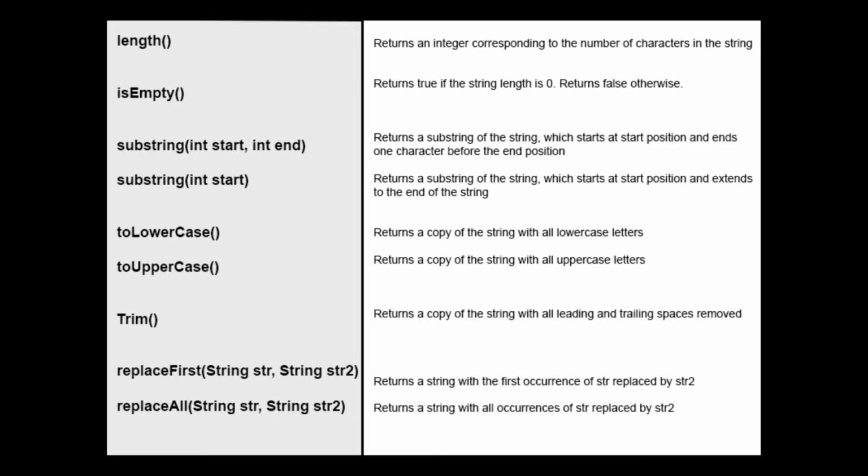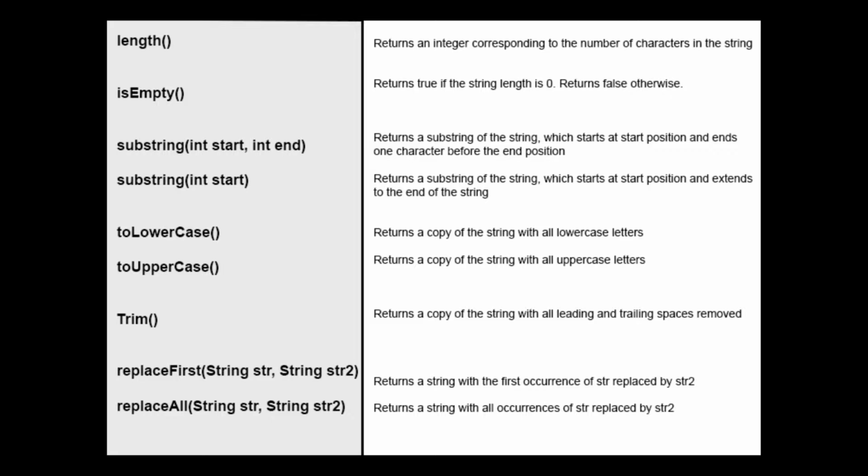First, we have length. Length returns an integer corresponding to the number of characters in the string. So basically, if you have A, B, space, D, it will return 4. A, B, space, and D. Those are the 4 characters in that string. Spaces do count as a character.